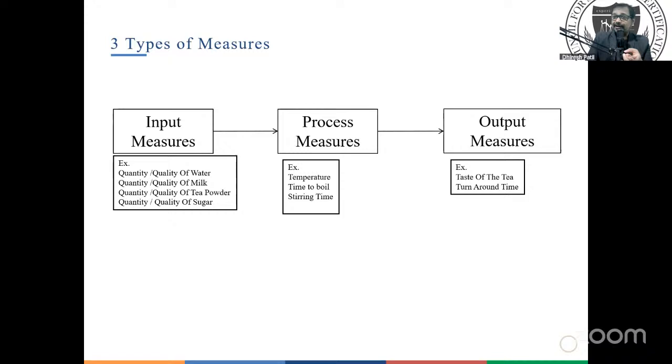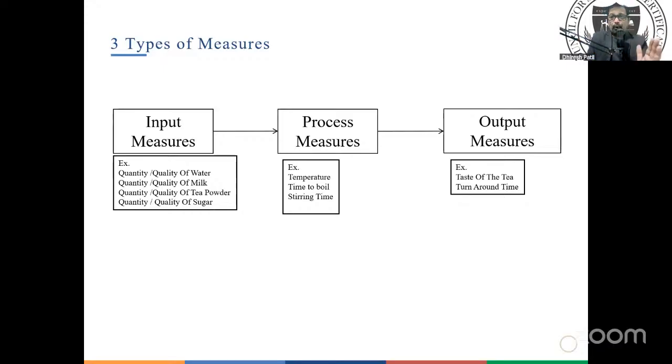When it comes to milk, whether it is a buffalo milk or a cow milk, which brand, whether it is Mother's Dairy, whether it is Amul, what exactly is the brand we are using, and what is the quantity we are using. So qualitative data, quantitative data, both kinds of data we can collect as input metrics.